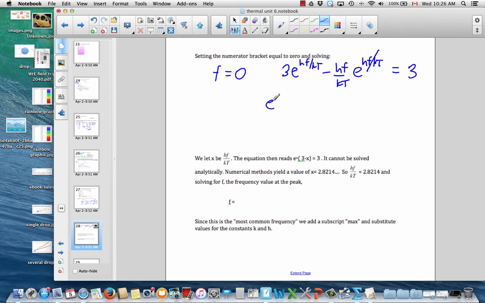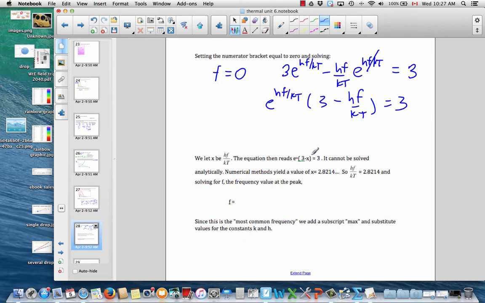Factoring out this exponential function on the left-hand side, we get this equation here, and we see there's no way that we can solve this equation analytically, because it's a mixed polynomial exponential function. If we just for a moment call this x, we've got e to the x times 3 minus x is 3. Solving this numerically, you get a value for x, 2.82.